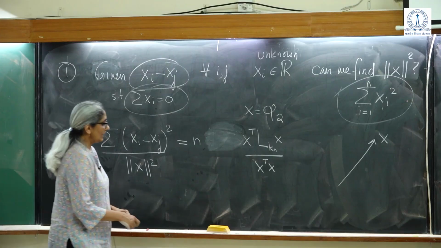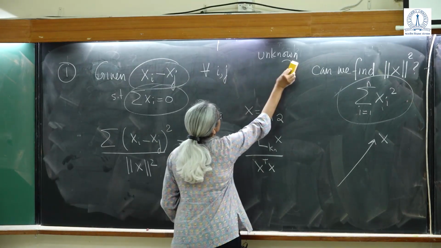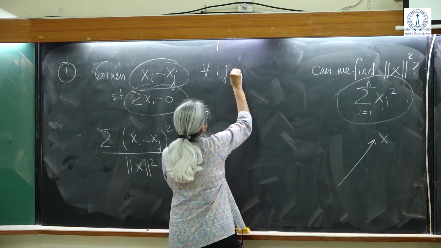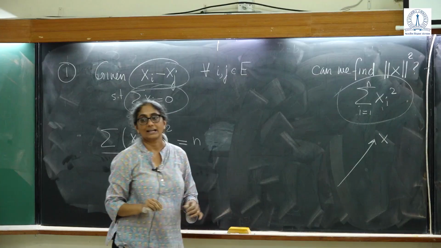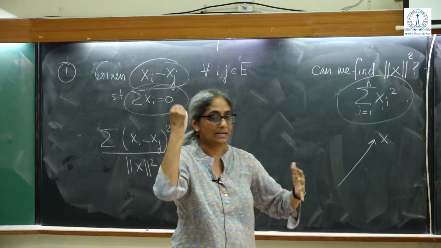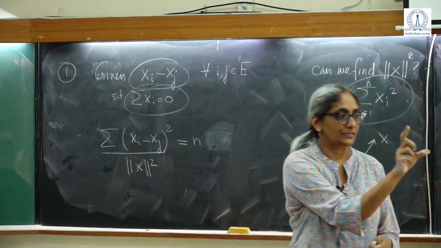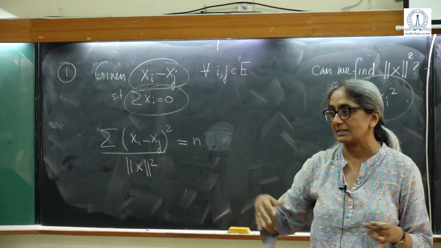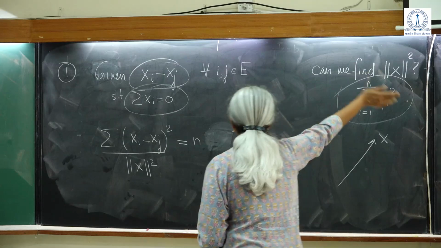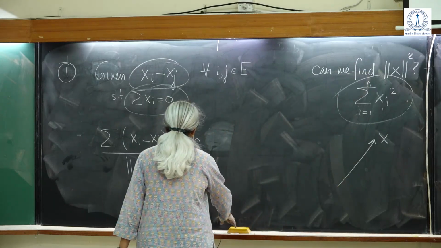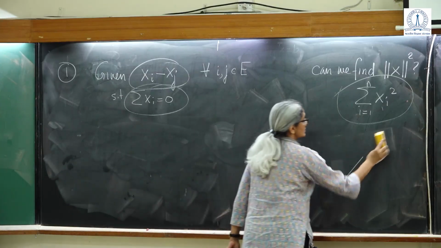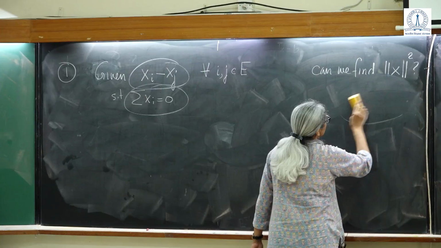Good. So now let me change the problem. I don't give it to you for all ij's, but just for some ij's. So now the ij's live on the edges of some graph. I change from the complete graph, remove some edges, and only give you some of the differences, sitting on the edges of some graph. I don't give you all of them. Then can we still find the norm of x squared?